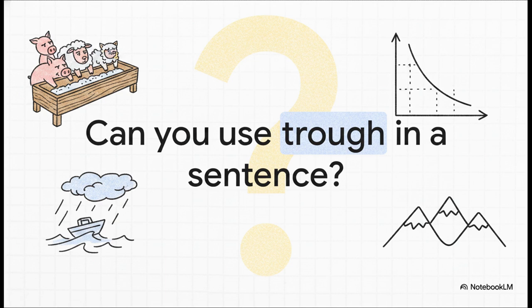Remember, no matter how you use it, a trough is always a long, low dip, whether it's a feeding container, a stormy channel, or a data point. So the next time you face a low point in your own life, ask yourself, is this just the trough before the next peak? I'll leave you to ponder that, and I'll catch you in our next explainer.